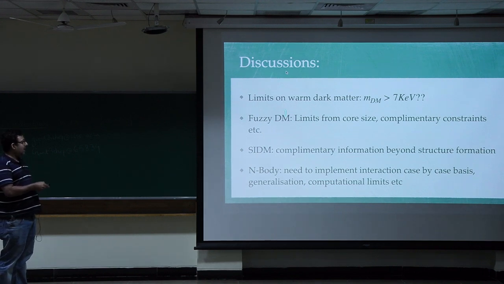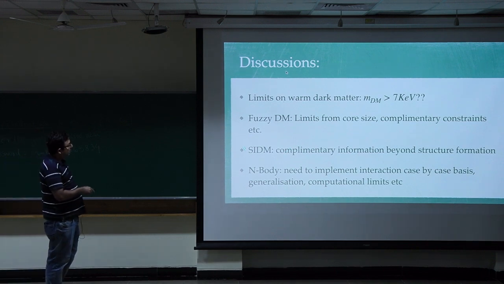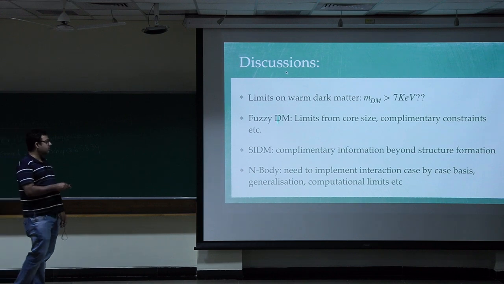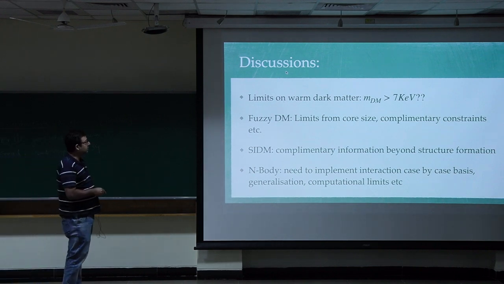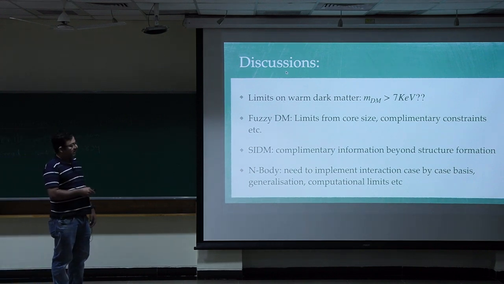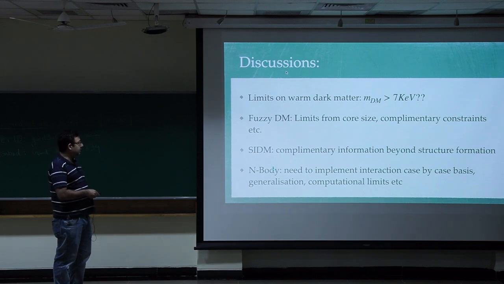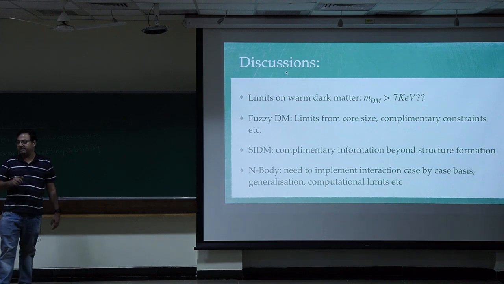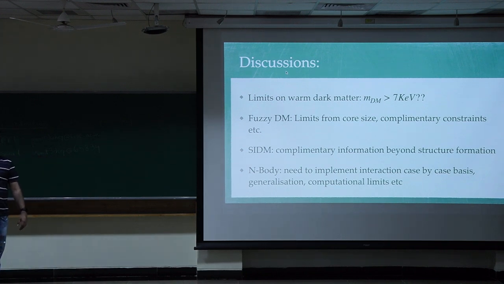And I think the right way to get limits from structure formation is to do n-body simulations for these things and try to study them. But the problem with n-body simulation is that every time you have a model, you have to implement each interaction separately and run them, and it's very computationally heavy. So this is basically what I wanted to say.